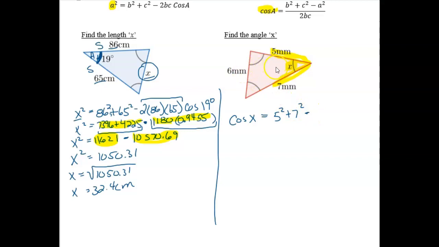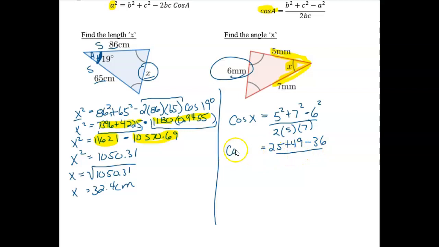Subtract, and here you subtract, well, your third side. So this side is always across from the angle. And you divide by 2 times, well, these two sides. 5 times 7. So you get 25 plus 49, subtract 36.